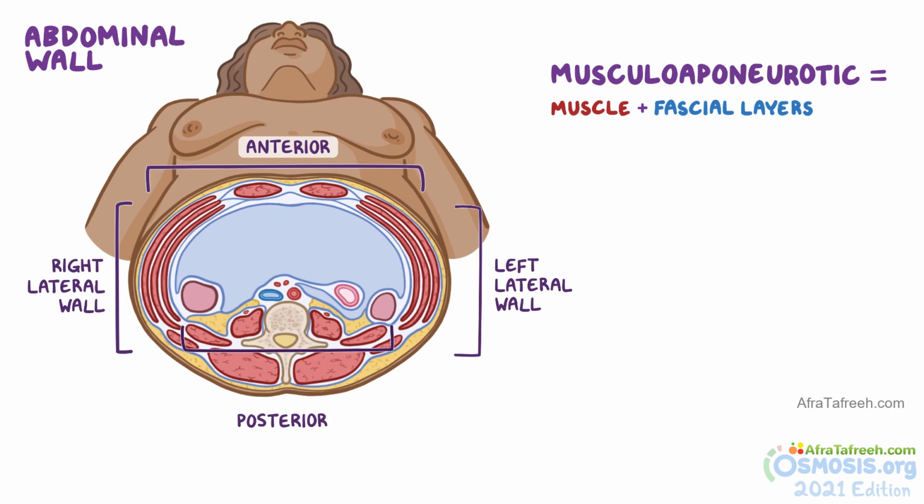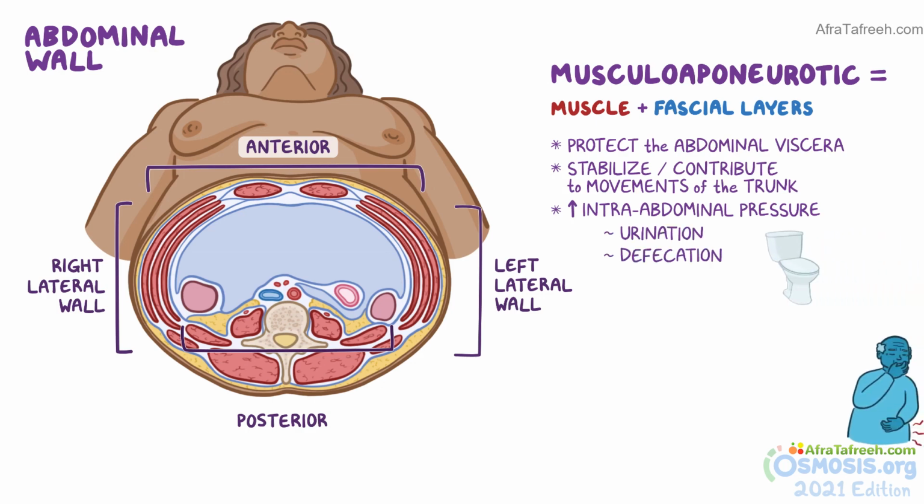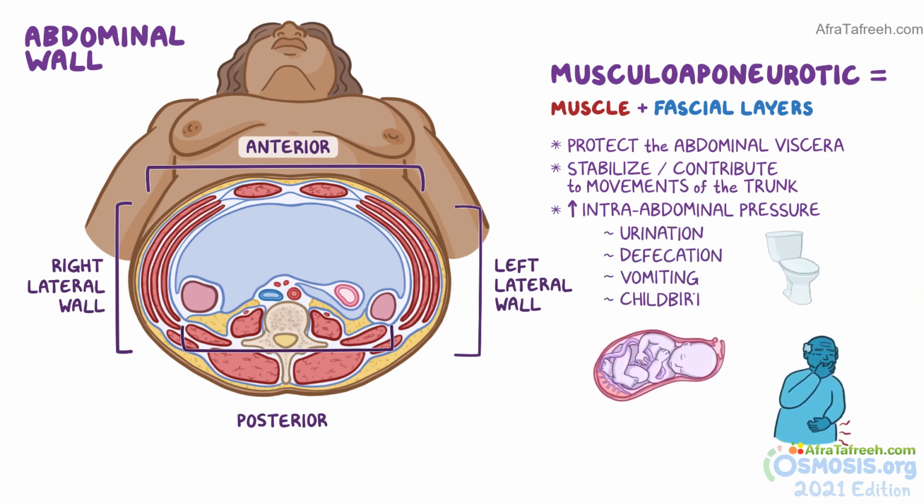This musculo-aponeurotic wall functions to enclose and protect the abdominal viscera, stabilize and contribute to movements of the trunk, and also increase the intra-abdominal pressure, which is needed during urination, defecation, vomiting, and assisting in childbirth.